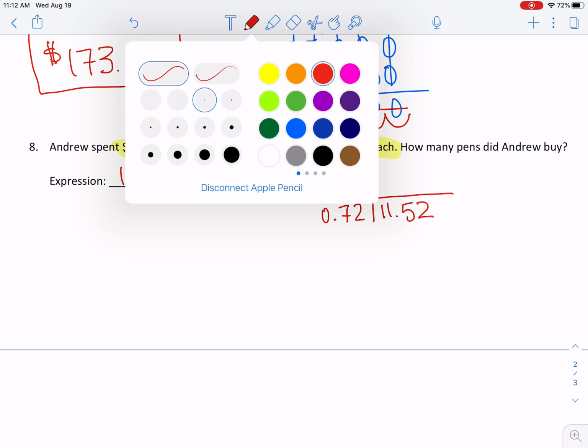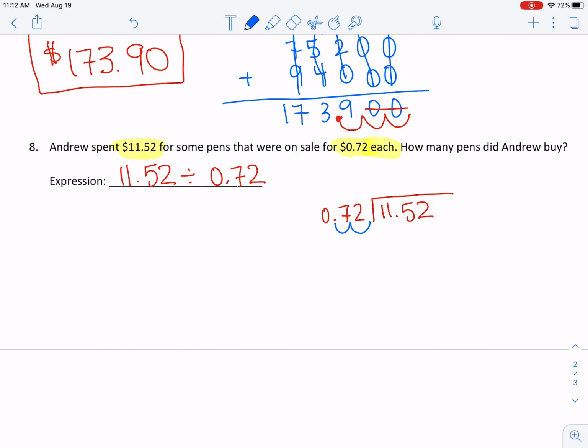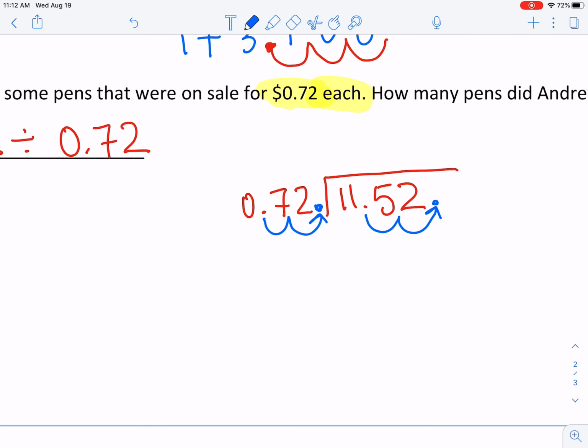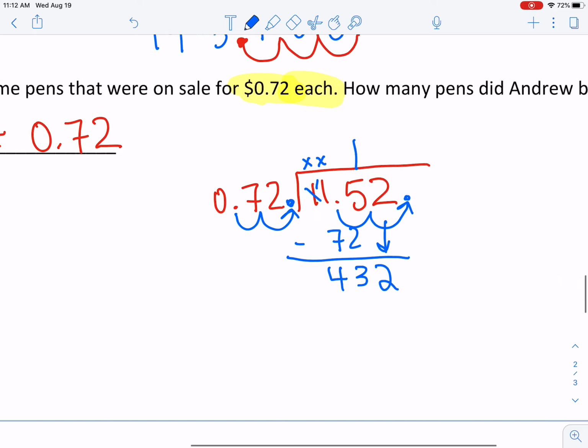So using our rules, we're going to make sure that we do not have a decimal point in our divisor. Carry it over twice. Now it's 1,152 divided by 72. So let's do our division. It does not go into 1 or 11, but I know that 72 goes into 115 one time. So I'm going to subtract it, and this gives you 43. Carry down the 2. 72 goes into 432.